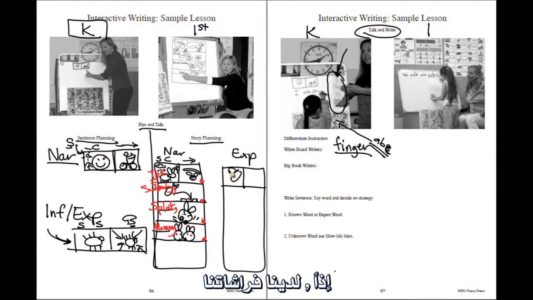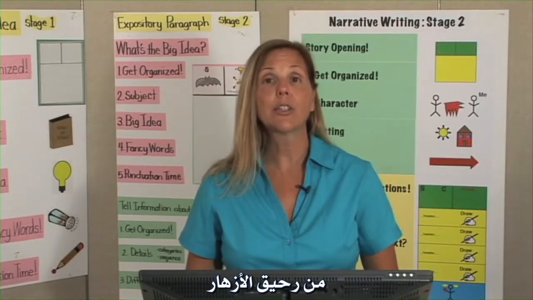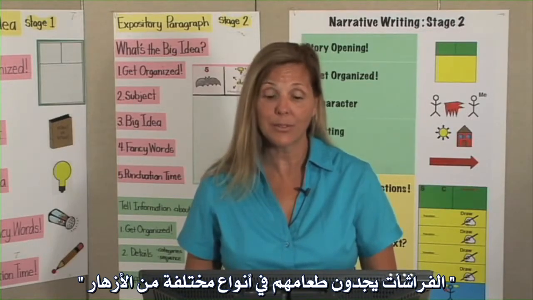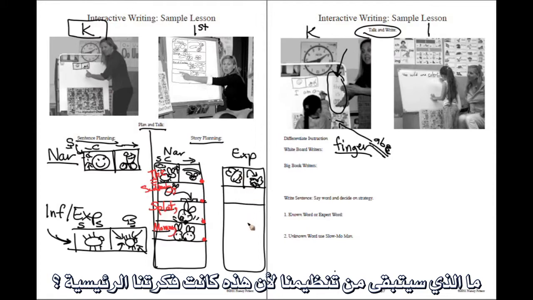So we had our butterflies, and then they fly around and they get their food from the nectar in the flower. We go back and we say, butterflies find their food in different types of flowers. What's the rest of our organizer going to be? Because this was our big idea.